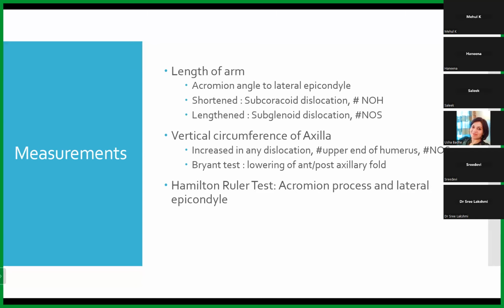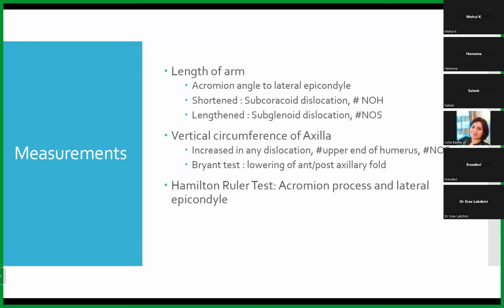Usually in case of neck of humerus fracture or a subcoracoid dislocation, the length of arm is shortened. Similarly, if there is a subglenoid dislocation or a neck of scapula fracture, then we'll have a lengthened arm. Similarly, for dislocation, the vertical circumference of the axilla can be measured. It will be increased in case of any dislocation, but it can also be increased in case of upper end of humerus fracture or neck of scapula fracture. It is not very sensitive, but it will tell us that something is wrong and that we should get an X-ray for the patient.